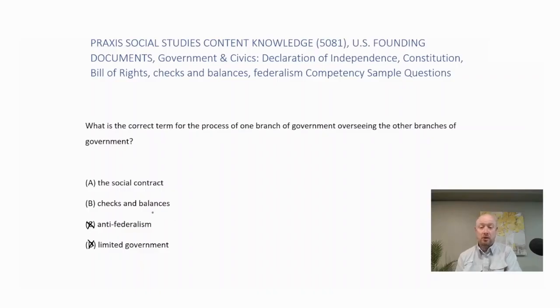Choice A, the social contract, was a philosophy that when a government is formed, people will give up certain freedoms to be protected by the government. All right, so I'm going to eliminate choice A, the social contract. And the correct answer here is B, checks and balances. We have the legislative, executive, and judicial branches each having equal power to limit the power of the other branches. All right, so the correct answer is B.